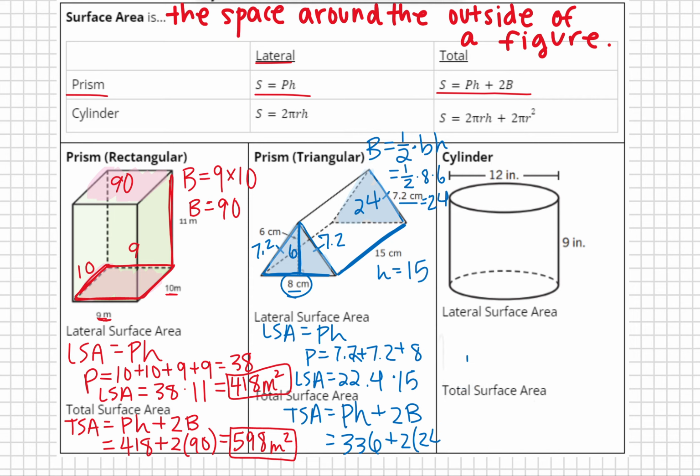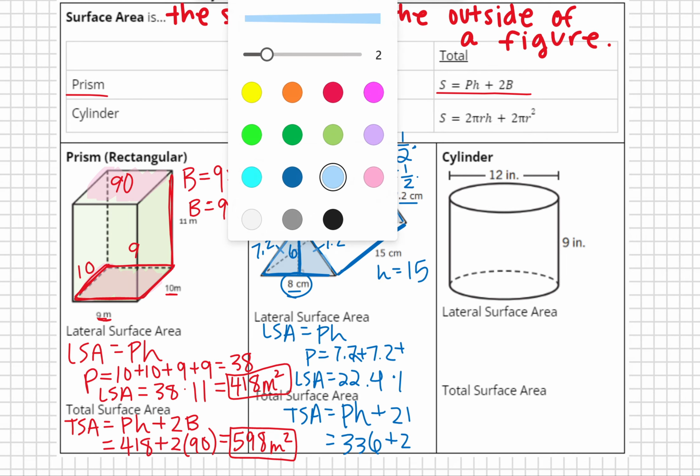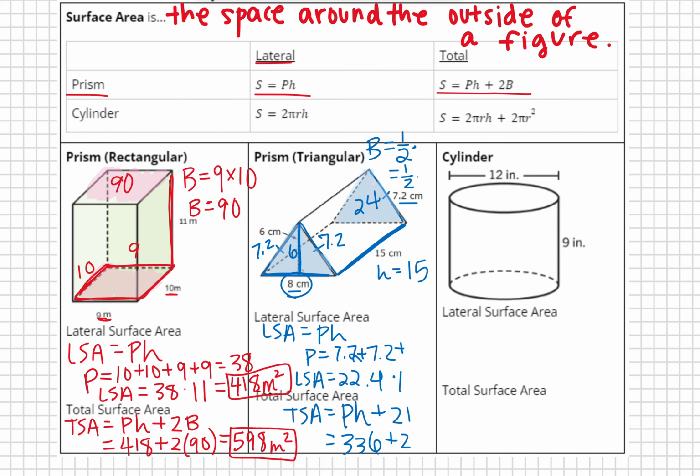And the cylinder. For the lateral surface area, let's check the formula chart. We want cylinder, lateral surface area is right here. Okay, so I want 2 times pi times radius times height.